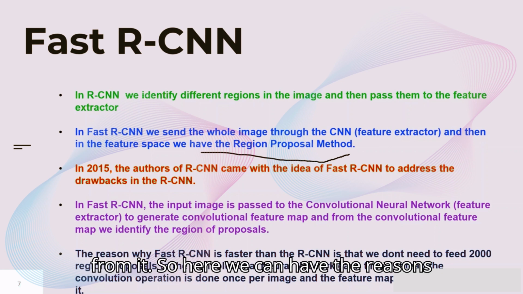So the reason fast RCNN is faster than RCNN is that we don't need to identify 2000 regions from each image and then pass them to the convolutional neural network. What we do in fast RCNN is we pass the input image to the CNN feature map, and after that we get the 2000 regions from the image.